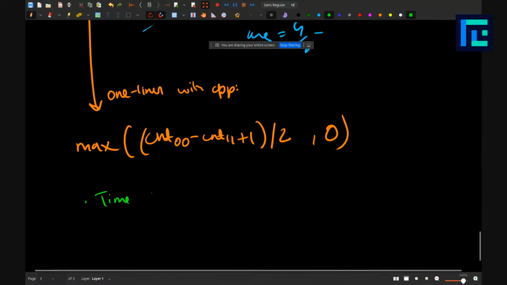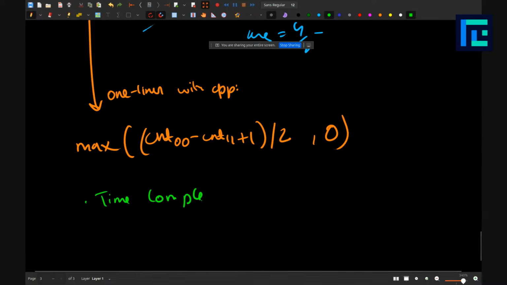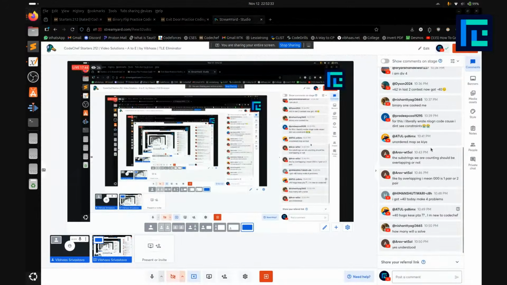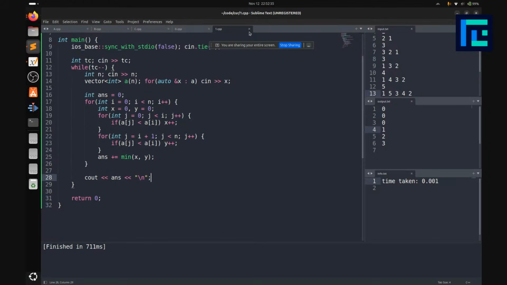Time complexity, we just need to count 0 zeros and 1 1s. So the total time complexity is just big O of n, right? Time complexity is big O of n. Cool. Yeah. Let's have a look at the code.